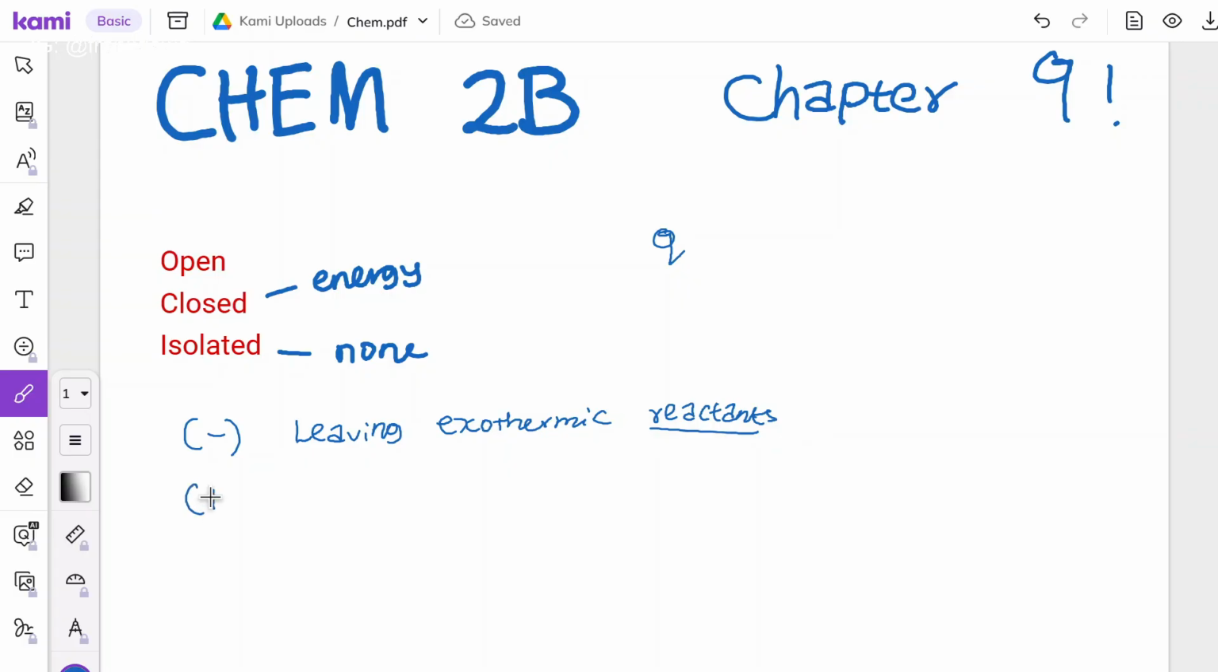And then when the sign is positive, like when q is positive, that means that heat is entering the system, and that's usually known as endothermic, which is different from exothermic. It means that there's more heat on the product side, so the reaction is basically product favored instead of reactant favored.